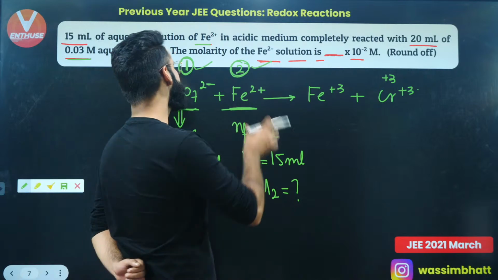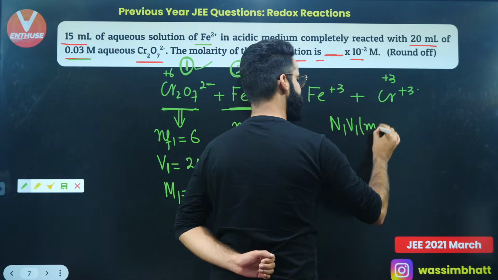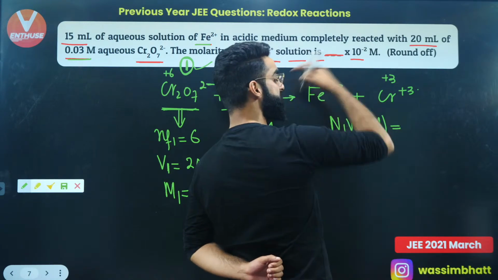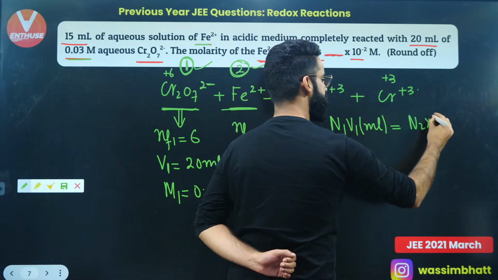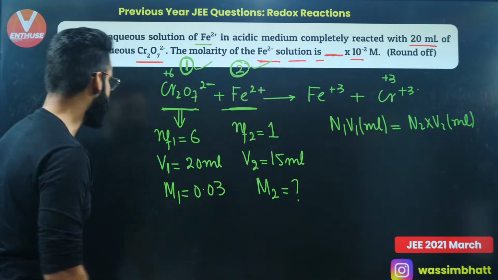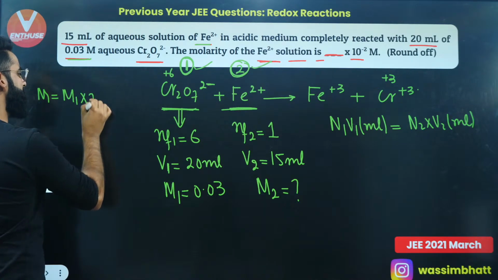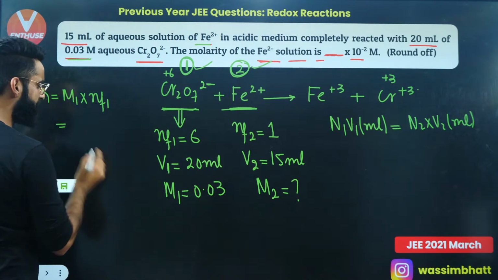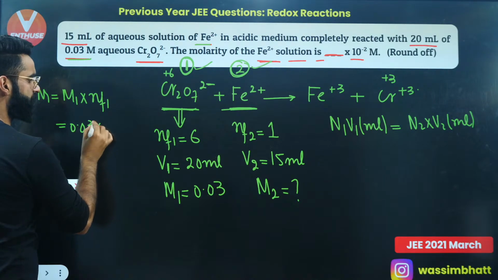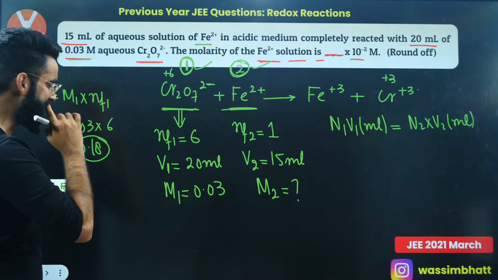And how do I write the milliequivalents of the first? It's going to be normality of first multiplied by volume of first in ml, which should equal normality of second multiplied by volume of second in ml, right? Now normality of first will be simply equal to molarity of first multiplied by n factor of first. Molarity of first is 0.03, n factor of first is 6, and the value comes out to be 0.18. I got the normality of first, right?